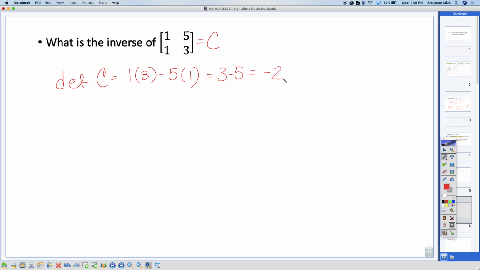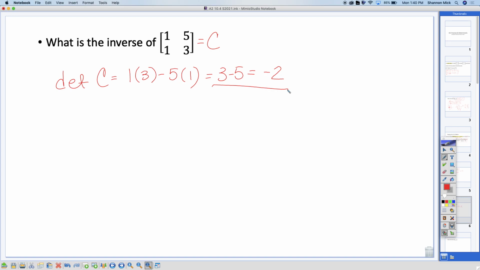Now, if you only write this part, is that okay? If you just write the determinant of C equals 3 minus 5 equals -2, is that showing me work? Yes. You don't have to write down all of it, but you have to at least show me that. So since it's -2, do I keep going? Yes.